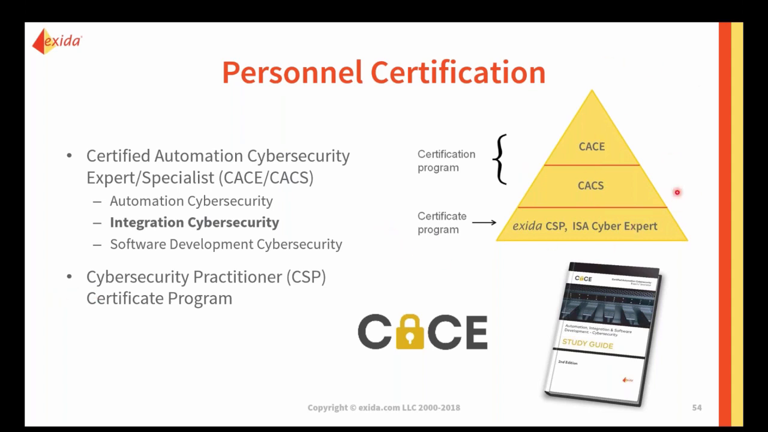When we look at these personnel competency parts of the program, it's essentially a triangle. The CSP allows you to demonstrate that you've taken that initial course. And then from there, there are study guides and additional trainings that can be done to go through and take the CACS or CACE exams.